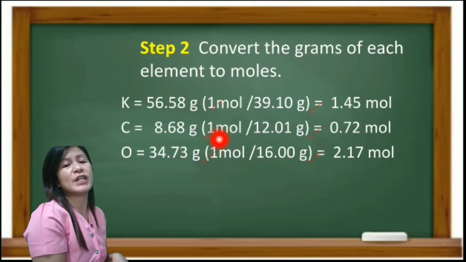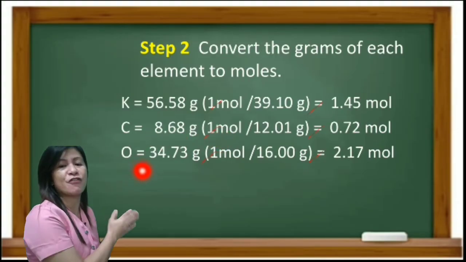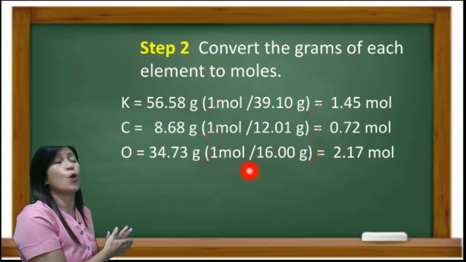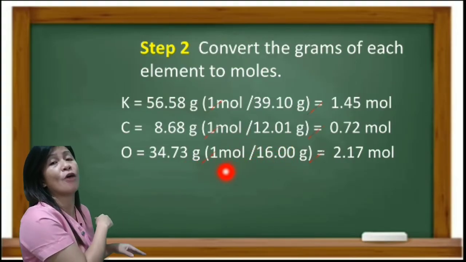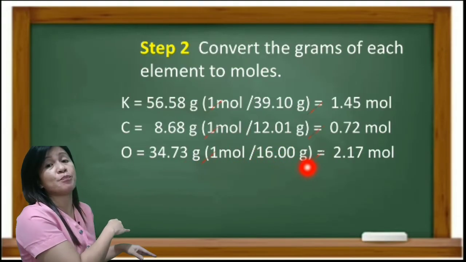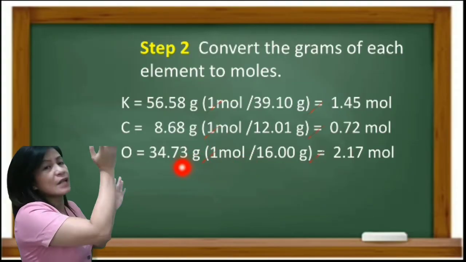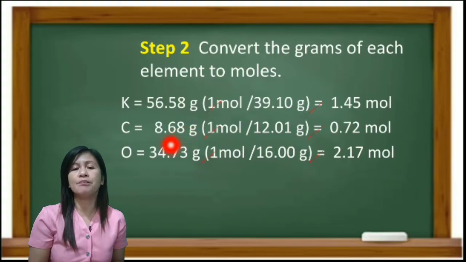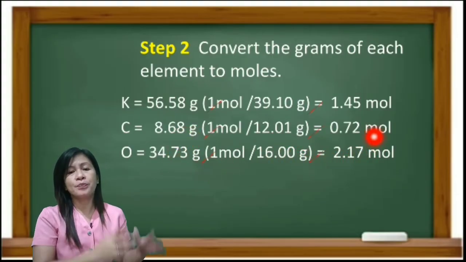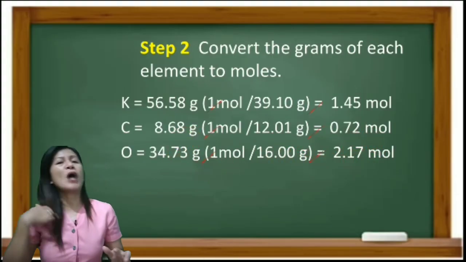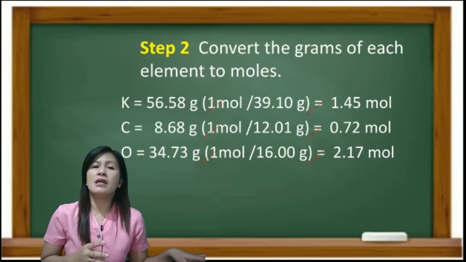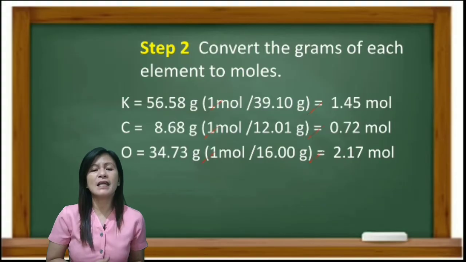And for the third element, oxygen, the given mass is 34.73 grams. Multiply that by the conversion factor or ratio, 1 mole over the atomic mass of oxygen, 16.00 grams. Cancel gram again, divide the two, you will get 2.17 moles of oxygen. So now that you have calculated the moles of the atoms in the compound, let's go to step 3.